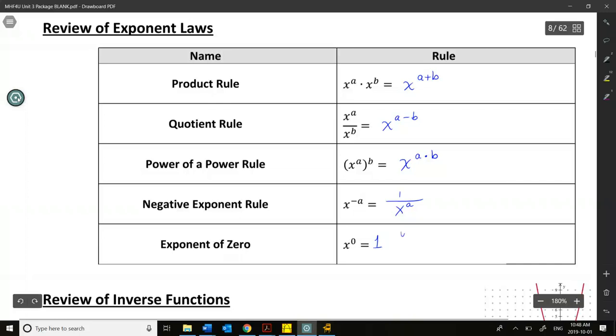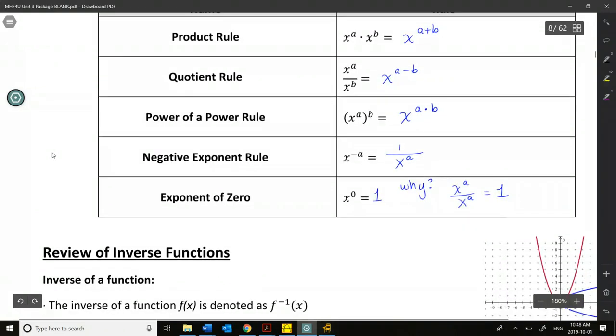So why is this true? Well, in one way, we can express it like this. If I have something divided by itself, what is anything divided by itself? 1. So in one sense, we know anything divided by itself is 1. Now, if we're on board with quotient rule here, we can also express this a second way. Any like base, I keep the base and subtract the exponents, right? Which gives me x to the 0. So if you agree with both of those things, then x to the exponent 0 must be equal to 1.